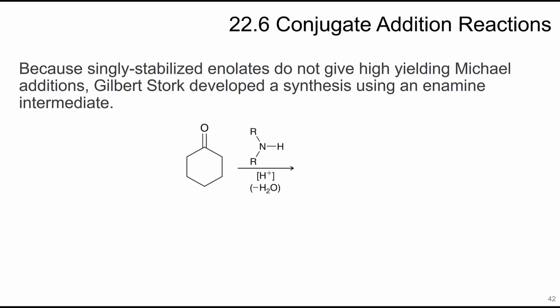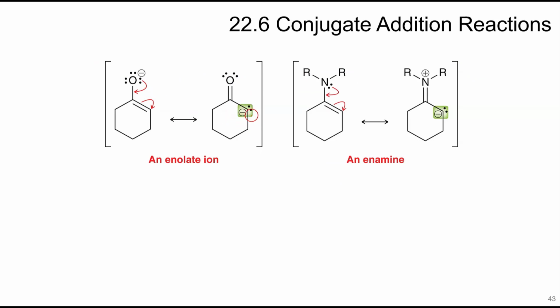He used an enamine intermediate where you react a carbonyl with a secondary amine, which we've seen to make the enamine. We get this enamine. So their enolate can form normally. This would be an enolate where this is a minus charge. If you were attacking a conjugated system, it could attack at 1,4 or 1,2. The enamine is going to attack at 1,4 only.